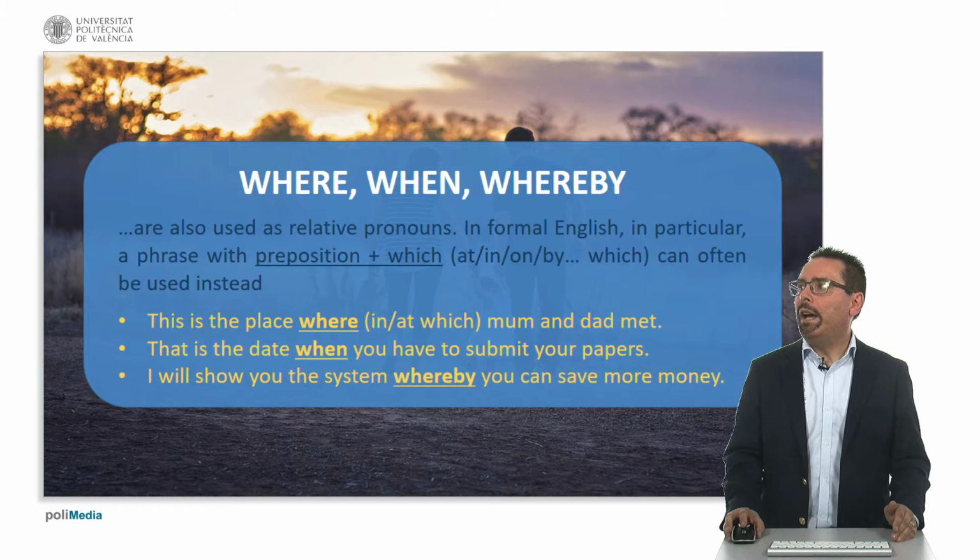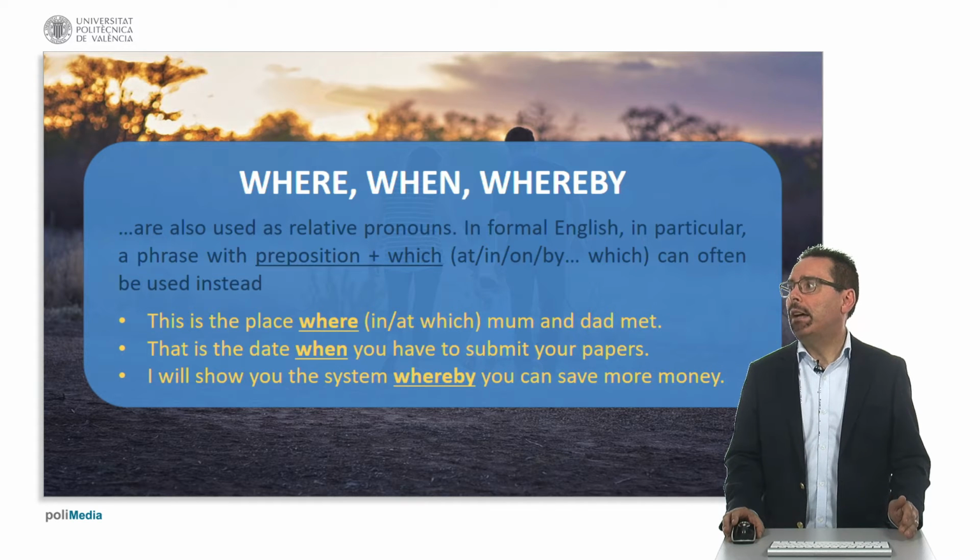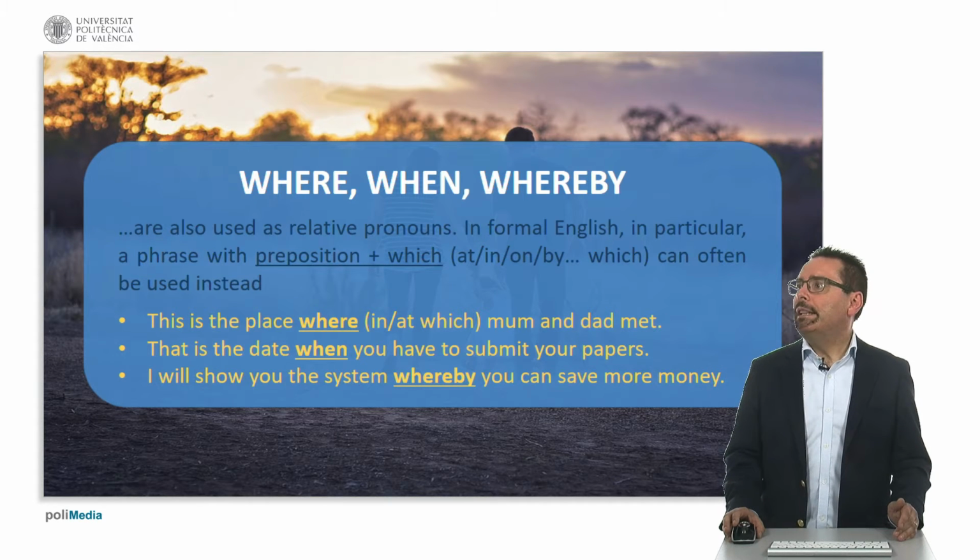Where, when, and whereby are also used as relative pronouns. In formal English, normally we use a preposition plus which instead: at, in, on, by, etc. Here we have examples. This is the place where mom and dad met. In a formal style, we would say this is the place in or at which mom and dad met. That is the date when you have to submit your papers, or I will show you the system whereby you can save more money.